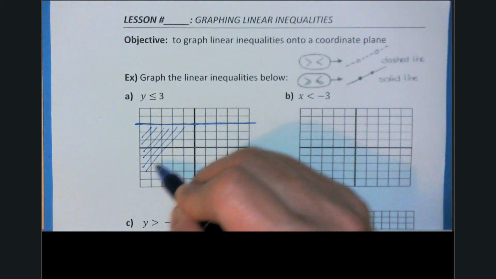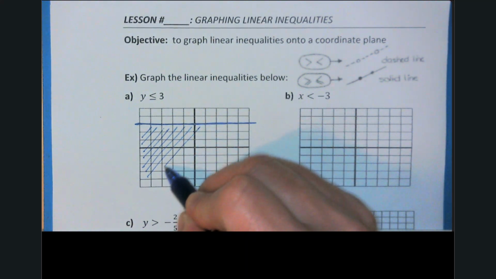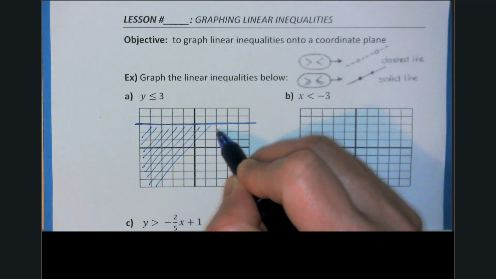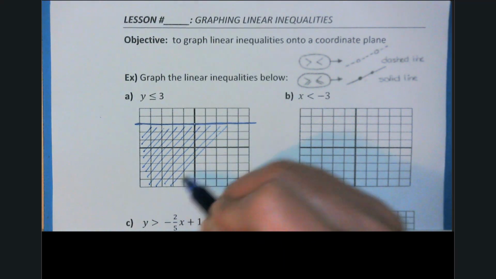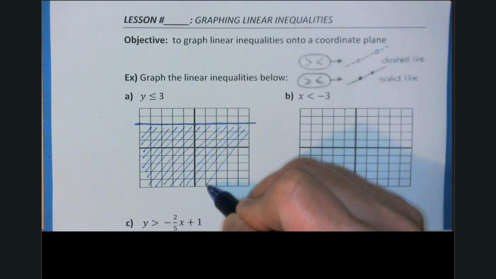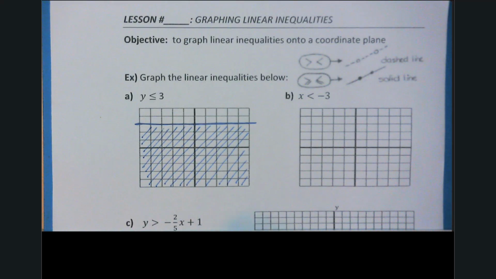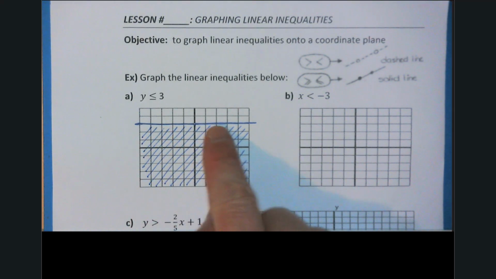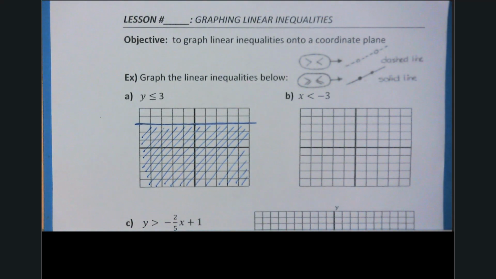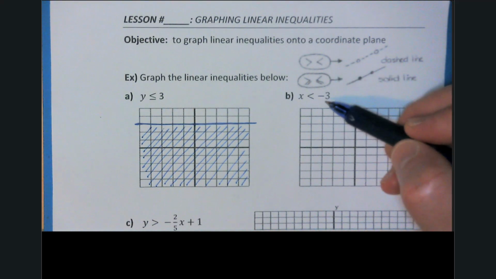That is something that is different for inequalities versus linear equations: we shade a region that represents the solution to the inequality. Okay, so there's my line. The line is solid and is being shaded below the line. All right, let's go to the next problem.